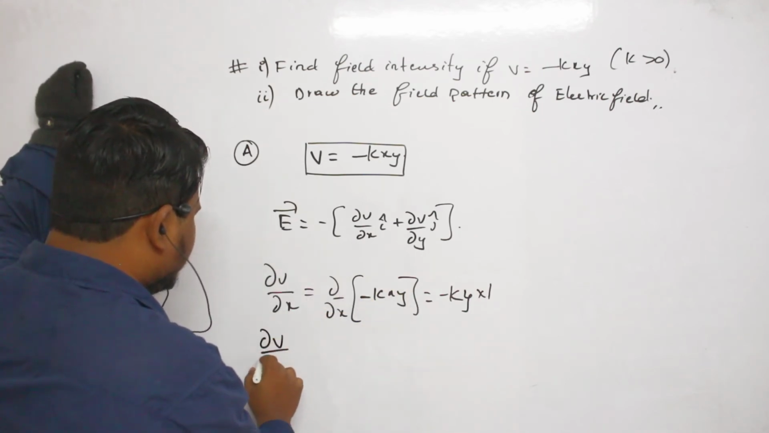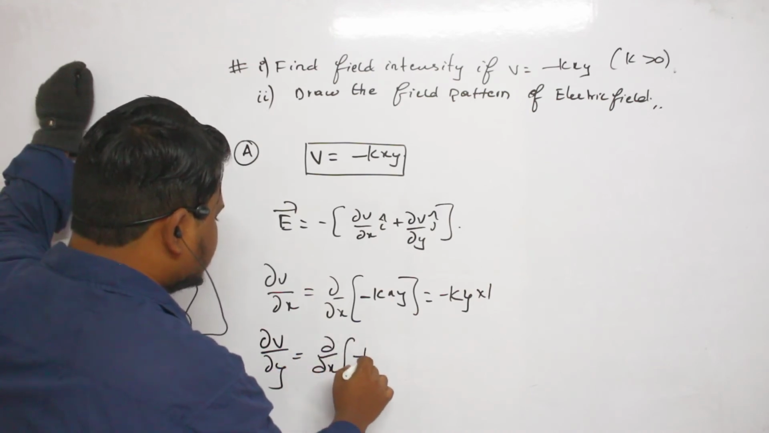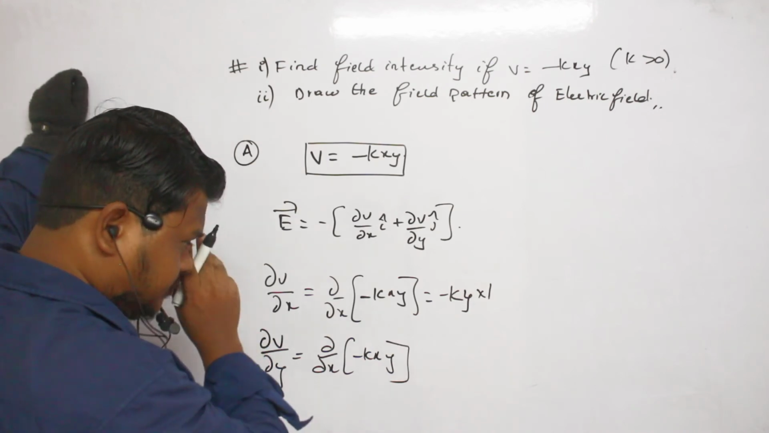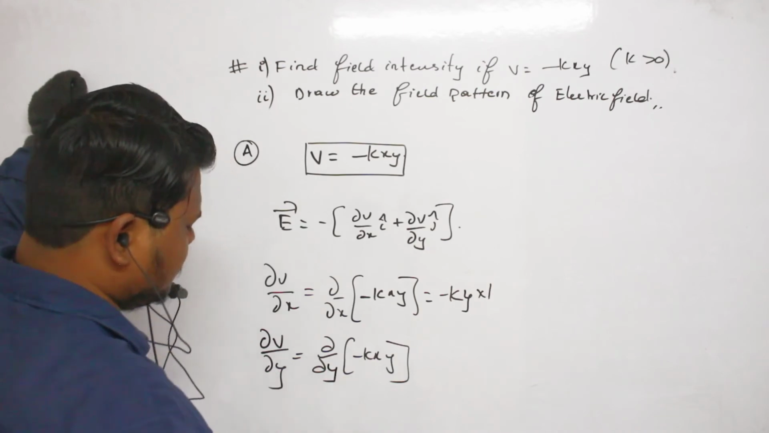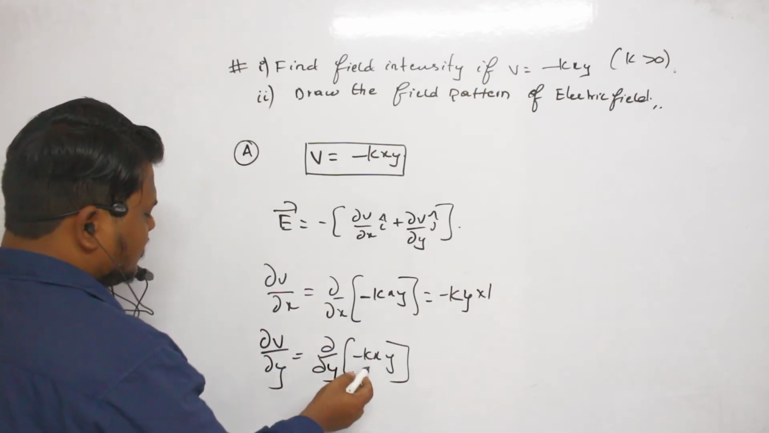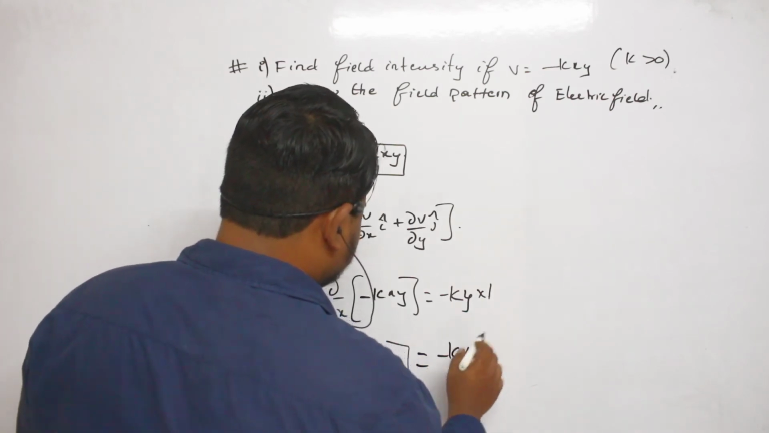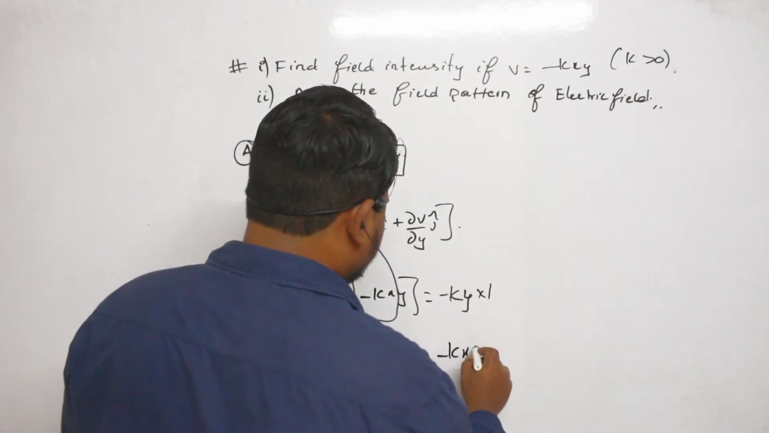Similarly, ∂V/∂y. So therefore, ∂/∂y of minus k into xy. Now here what are the constants, can you say? We are doing partial differentiation with respect to y. Now what are the terms which are constant here? Minus kx is a constant. So minus kx, if I take outside, then ∂y/∂y is 1.